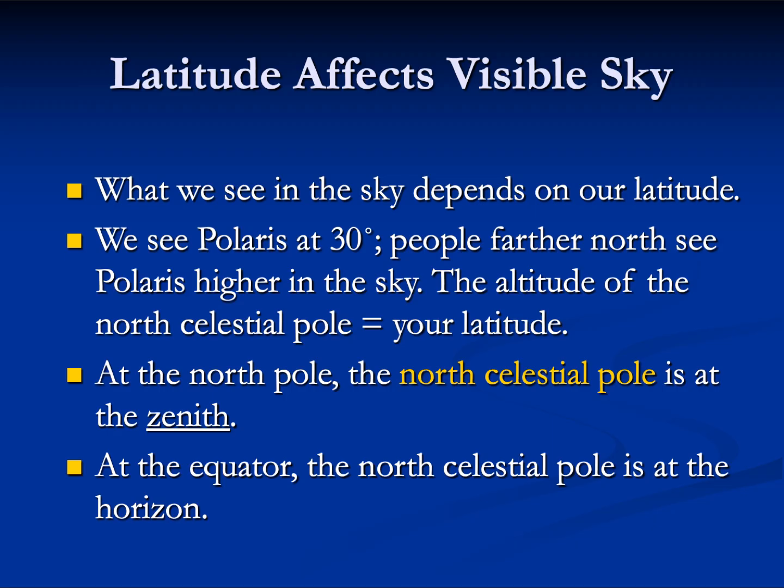If you were at the North Pole, Polaris would be directly overhead at your zenith. If you were at the equator, which is 0 degrees latitude, you'd barely be able to see Polaris on the horizon. If you were anywhere south of the equator, Polaris would not be visible at all.